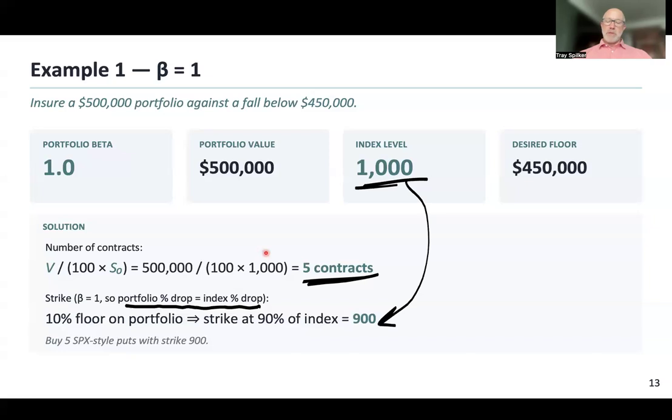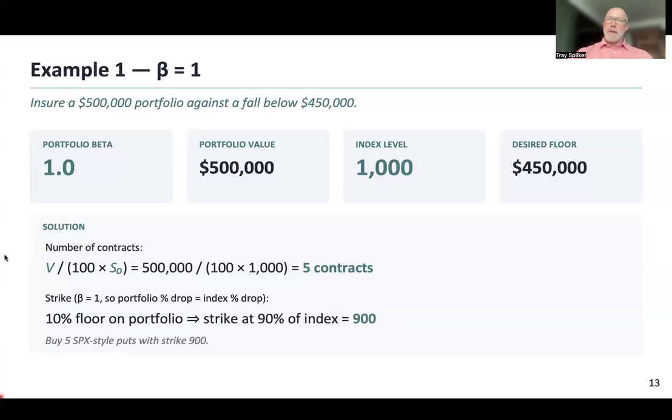So to solve this particular example, this is basically just buying five S&P index puts with a strike price of 900. So that's the goal there. It's pretty straightforward when we have a portfolio with a beta equal to one. Now, what happens when our portfolio's beta is not equal to one?